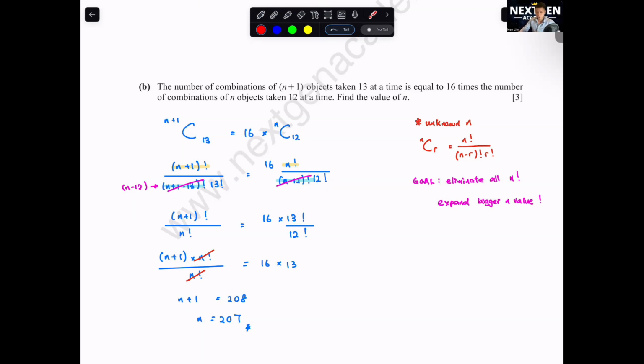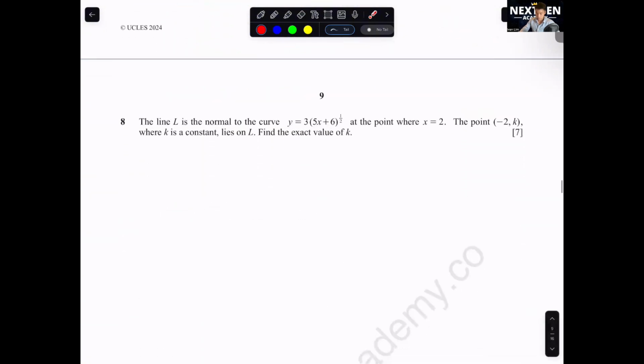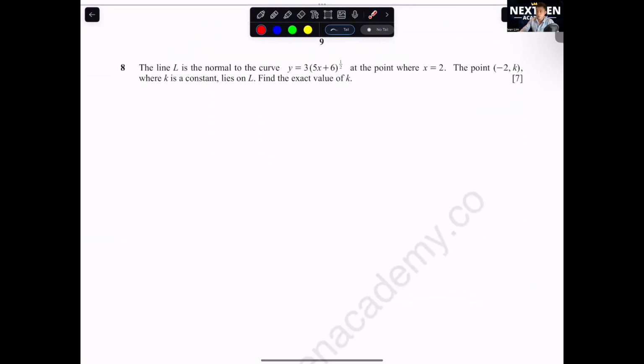Okay, let's go to question 8. Just now someone said they were not so sure how to do this. Line L is the normal to the curve y equals 3 bracket 5x plus 6 to the power of 1 over 2, where x equals 2. The point negative 2k, where k is a constant, lies on L. Okay, lies on L. You got line L, which is the normal. Find the exact value of k.